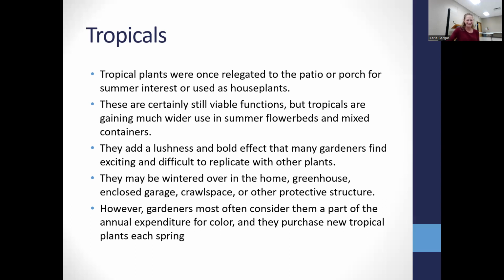Okay, so your tropicals, they can add a lushness, a bold effect to your landscape. Put those pots out there. You can have nice decorative pots that match the brick on your house or the shutters on your house, things like that. Get a color scheme going. Put large pots out on your front porch, and that way you can change them out from season to season and have that interest going too.